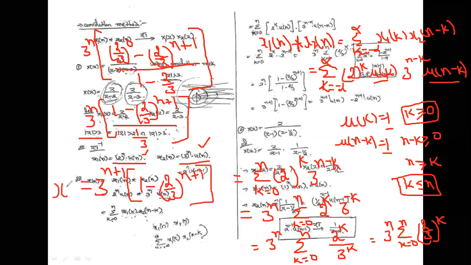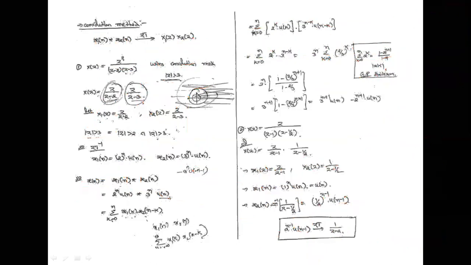x of n is equal to, by using the convolution formula. Using this convolution property, first of all, you can divide the given equation into two parts: one is X1 of z and the other X2 of z. Write the time domain function according to the standard formulas, substitute in the convolution formula and simplify. You'll get 3 power n plus 1 into 1 minus (2/3) power n plus 1. Got it, my dear friends? This is the same thing we got: 3 power n plus 1 times 1 minus (2/3) power n plus 1.